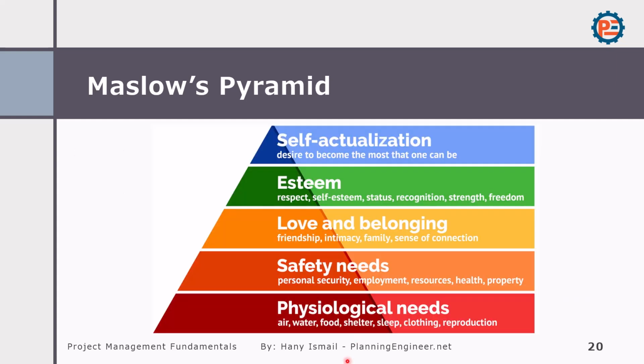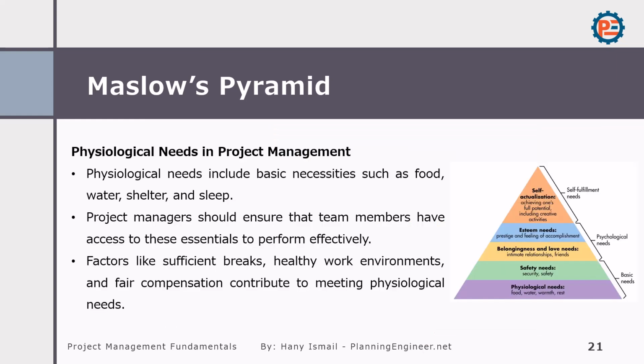We have some needs on top of each other. The main concept here is that you cannot go to the second or upper level without fulfilling the level below. We have here physiological needs, safety needs, love and belonging, esteem, self-actualization. Let's have a very quick look. Physiological needs in project management mean essential things like food, water, shelter, and sleep.